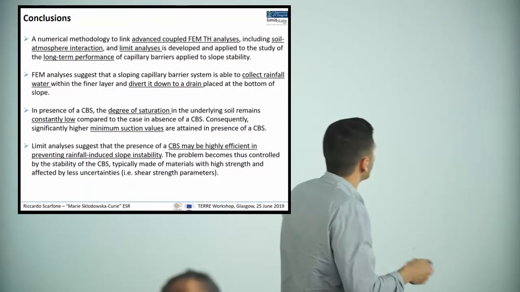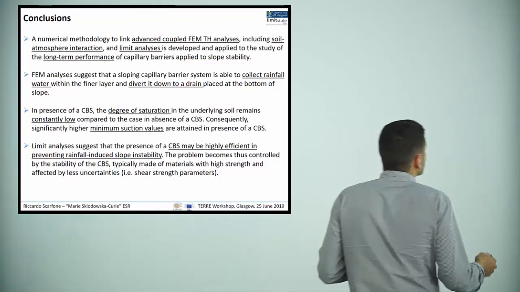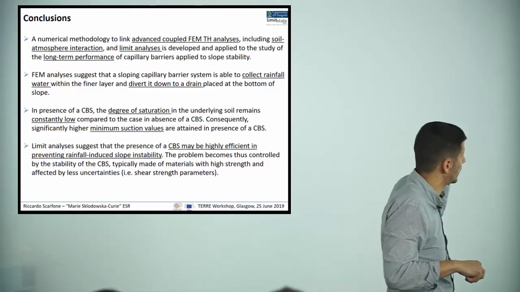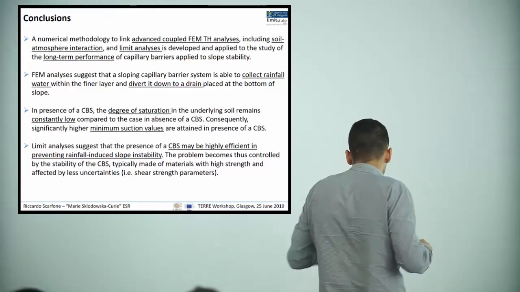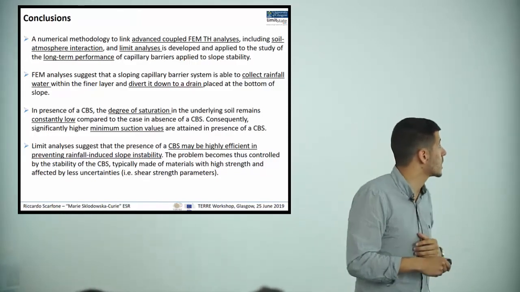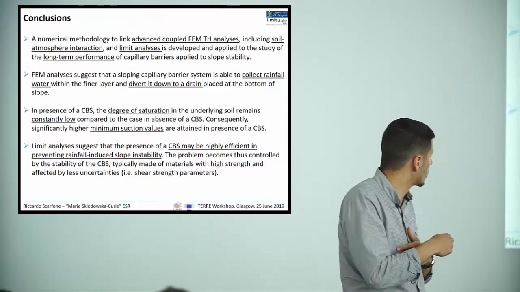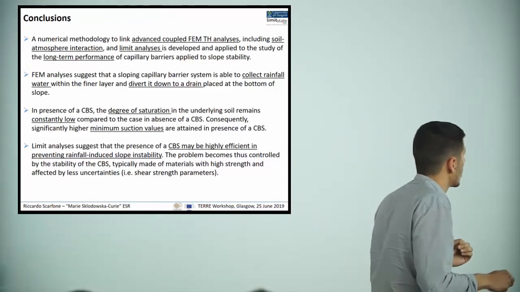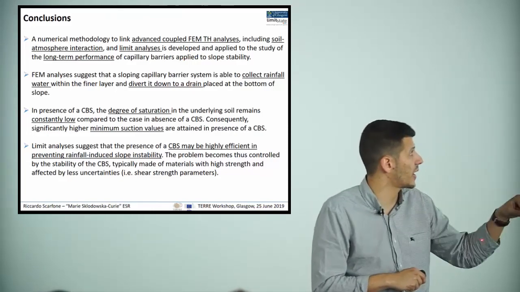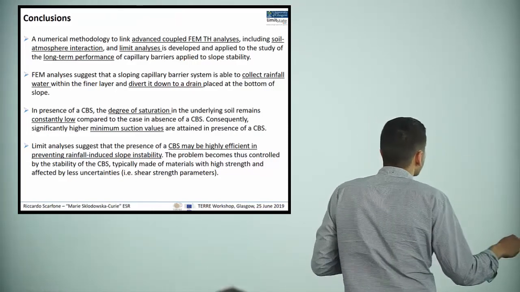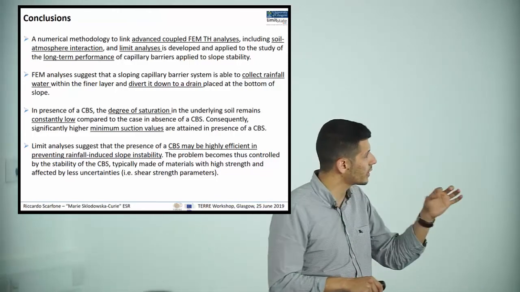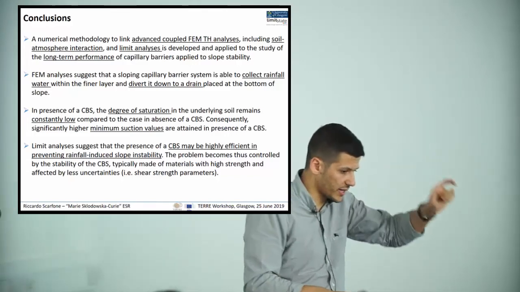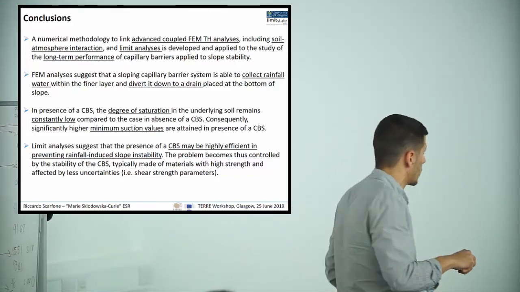So in conclusion, a numerical methodology linking advanced coupled finite element thermohydraulic analysis, where we included soil-atmosphere interaction, to limit analysis, was developed and applied to study the long-term performance of capillary barriers applied to slope stability. Finite element analysis suggests that a barrier is able to collect rainfall water, which is diverted in the finer layer to a drain placed at the bottom of the slope.